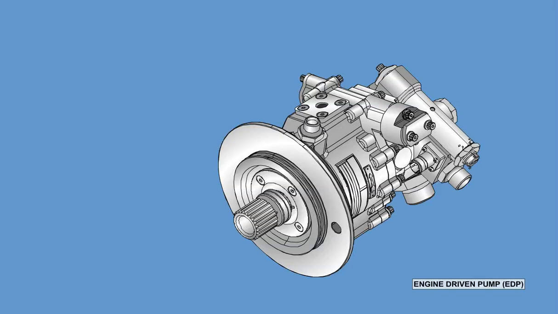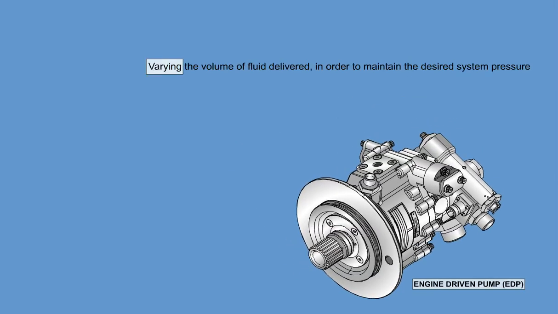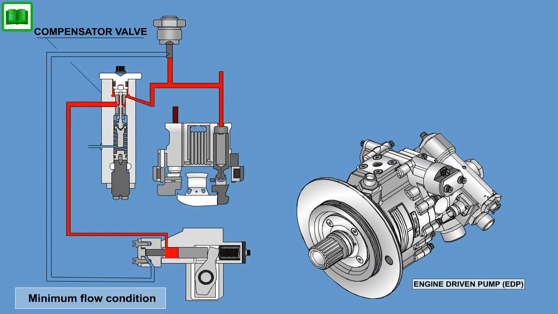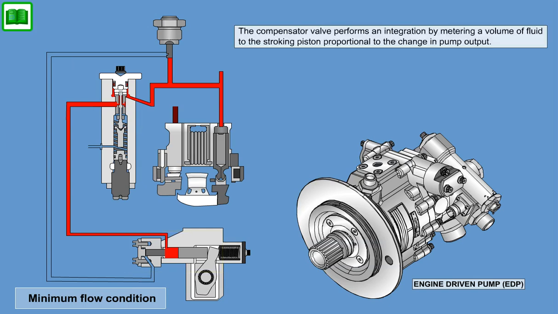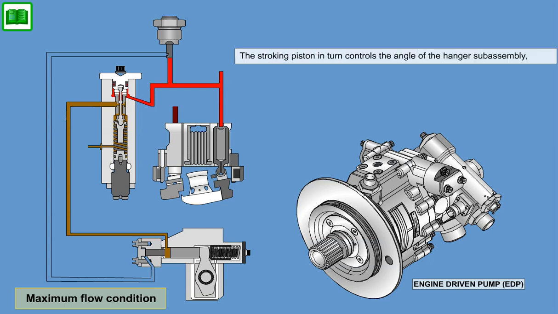The engine-driven pump is a pressure-compensated type, varying the volume of fluid delivered in order to maintain the desired system pressure. Pump displacement of the EDP is controlled by means of a compensator valve and stroking piston arrangement. The compensator valve performs an integration by metering a volume of fluid to the stroking piston, proportional to the change in pump output. The stroking piston in turn controls the angle of the hanger subassembly, which determines the amount of fluid expelled during each stroke of the pistons.